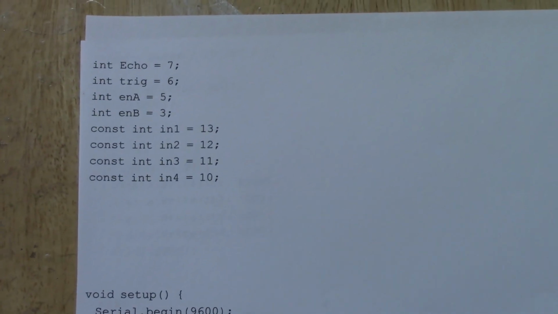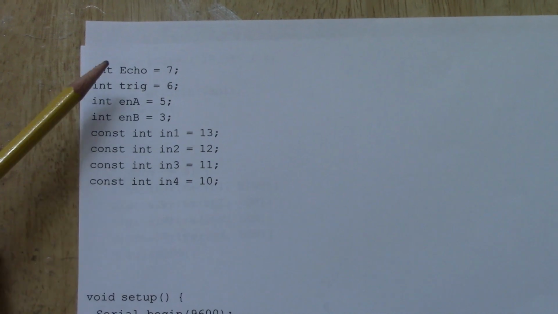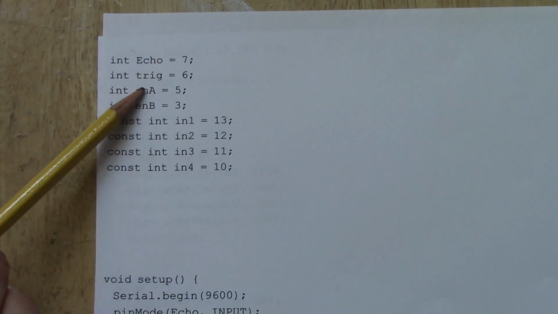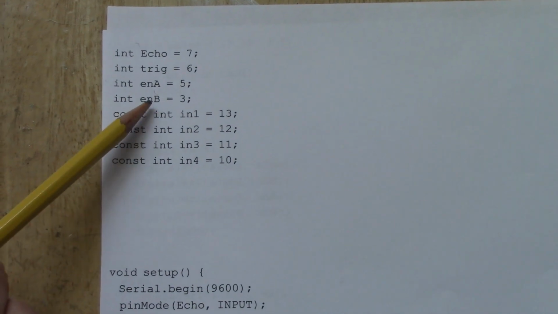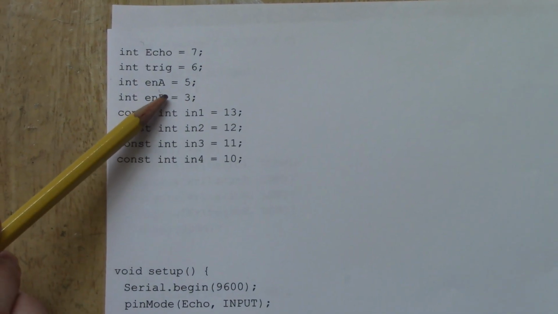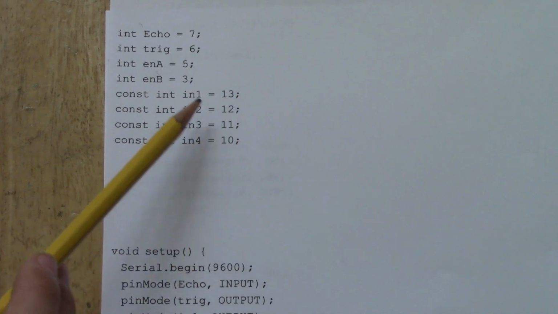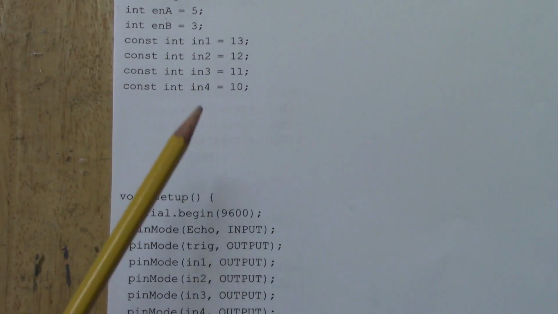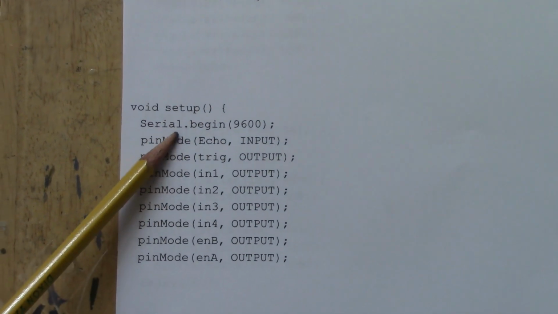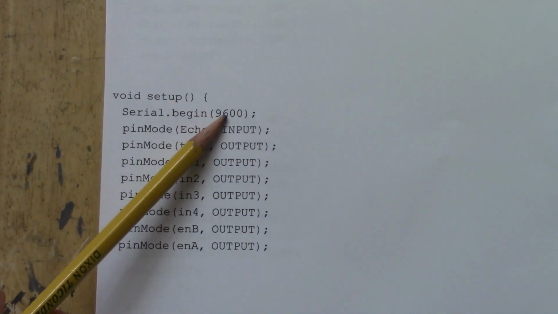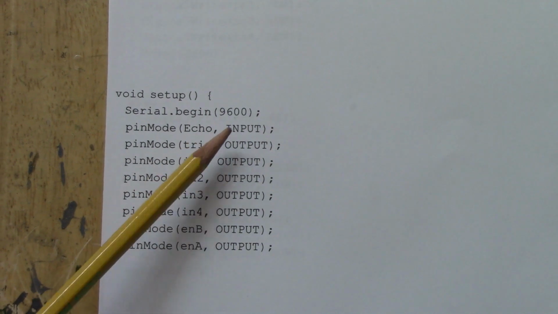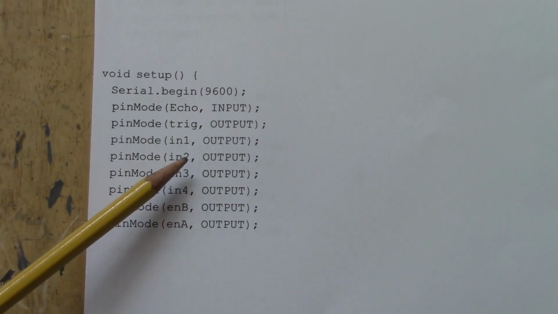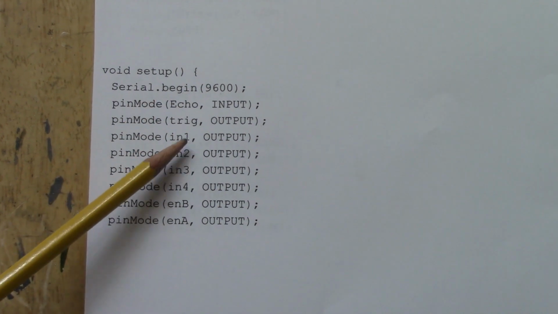We first have to include all our variables for the ultrasonic sensor, which are echo and trig, and we picked pin 7. Then ENA and ENB are both speed variables for our L298N motor bridge. And then we have all these inputs here, which are for the DC motors connected to the motor bridge. For our setup, we first need to start the serial monitor at 9600 baud, and then we need to set our inputs and outputs for the variables for the ultrasonic sensor and for the L298N motor bridge.